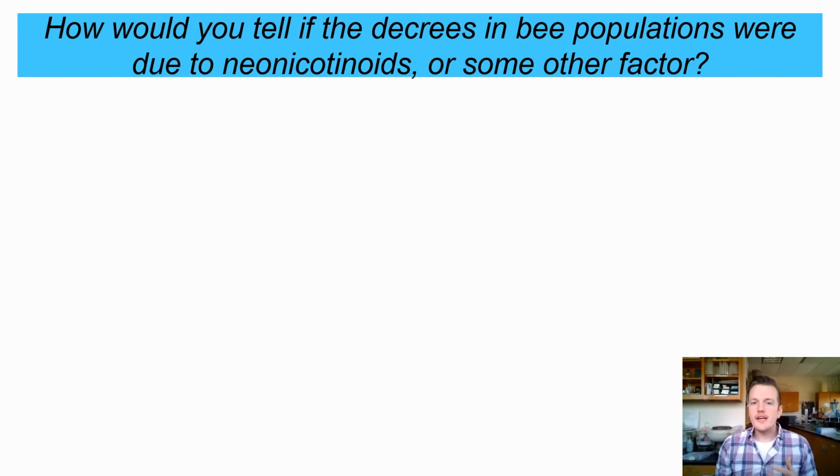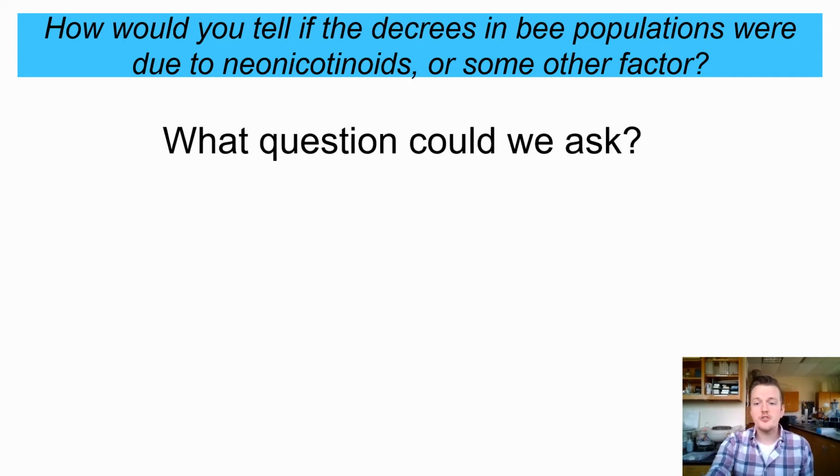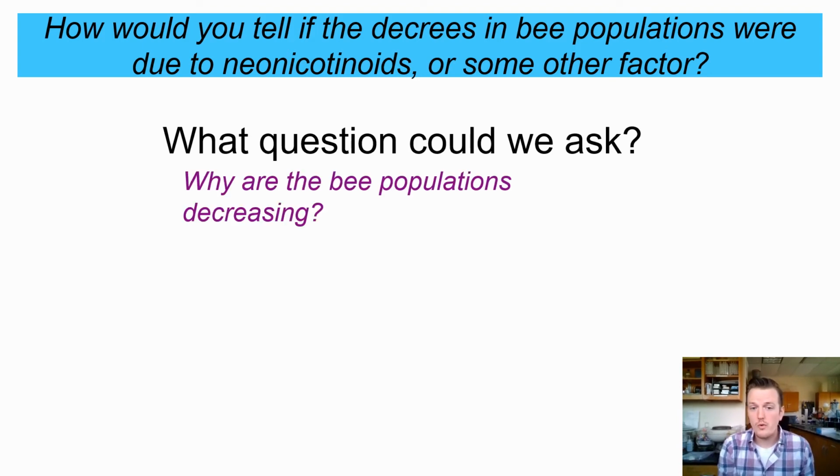So how would you tell if the decreases in bee populations were due to neonicotinoids or some other factor? What question would we ask? So, a straightforward question is just, why are bee populations decreasing? We're noticing this destruction of the animals that are very vital to human life. I mean, they pollinate our crops and our food, so why are they declining?